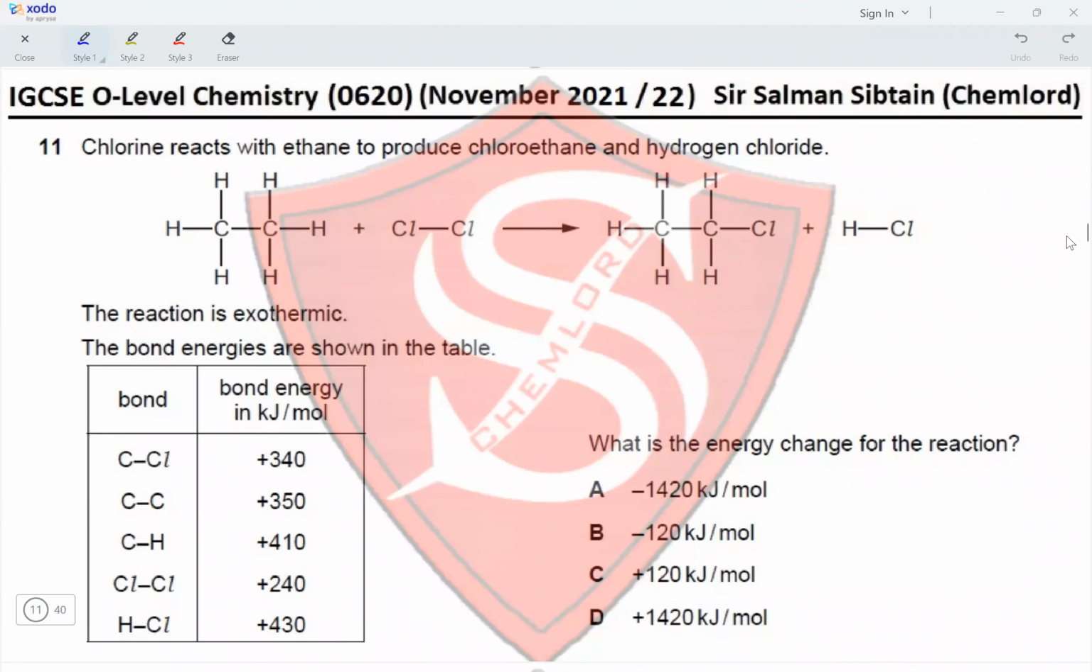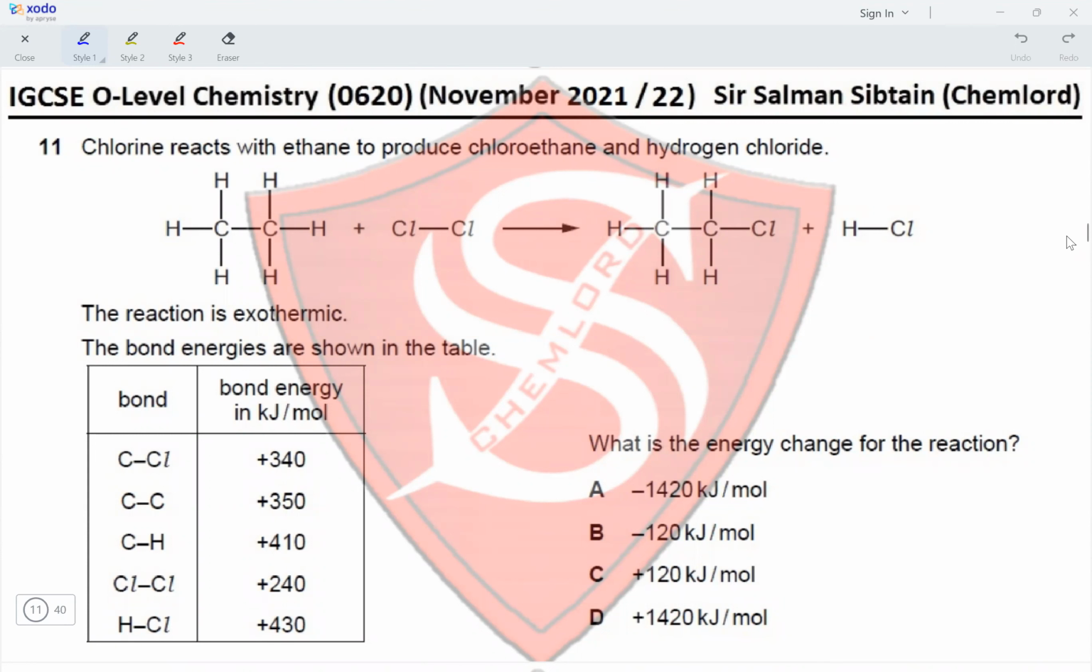Hi guys, this is IGCSE O-Level Chemistry, paper 22, Extended MCQs, November 2021, question 11. Chlorine reacts with ethane to produce chloroethane and hydrogen chloride, and the bonds are shown in the reaction given. The reaction is exothermic. The bond energies are shown in the table. What is the energy change of the reaction?